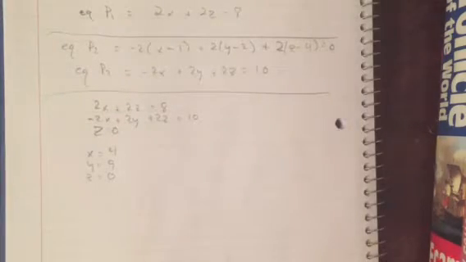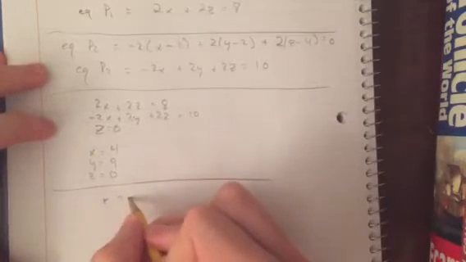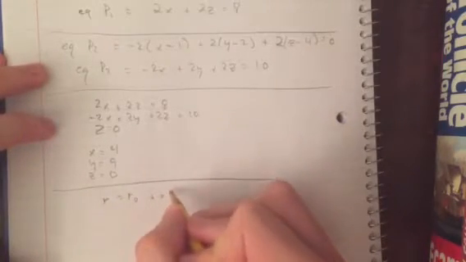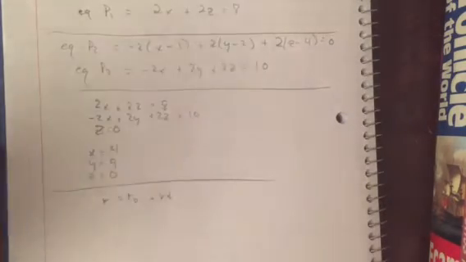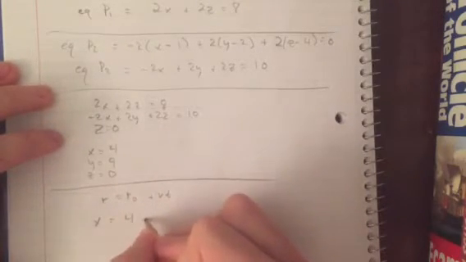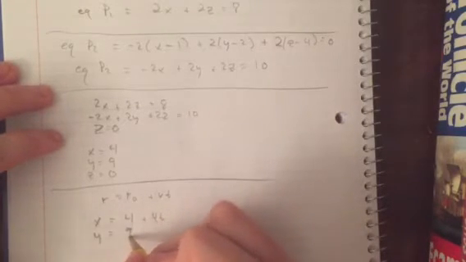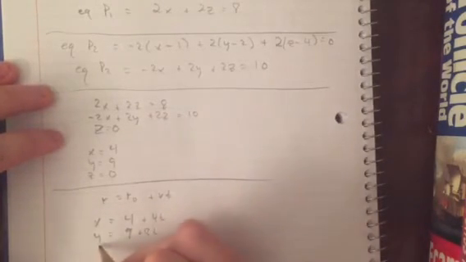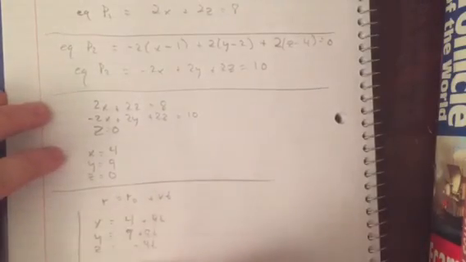Now, using the equation of a line formula, r equals r naught plus vt, we can find the equation of the line of intersection, which would be x equals 4 plus 4t, y equals 9 plus 8t, and z equals negative 4t. And that is your answer.